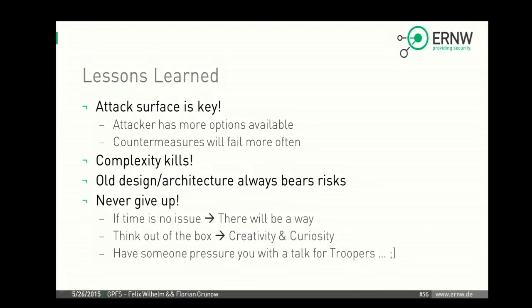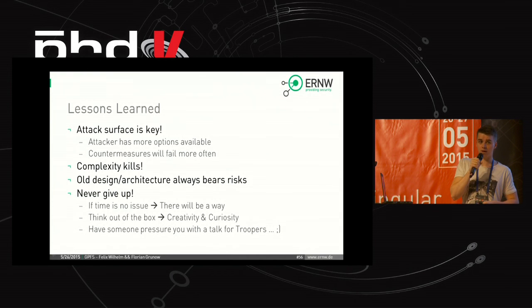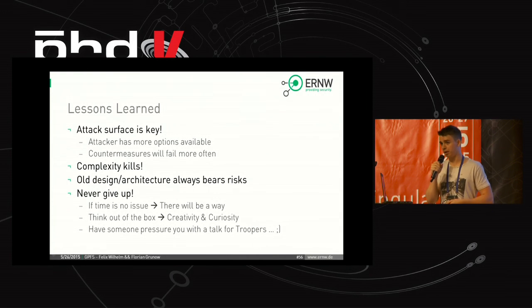Some final lessons learned. Basically, attack surface is the key. If you have a large attack surface, you will get problems. Complexity kills, because GPFS is like a really impressive architecture and implementation, but it's incredibly complex, incredibly old, so you will find bugs in it. And never give up, so even if some of these bugs look a bit tricky, in the end you probably get a working exploit out of them.